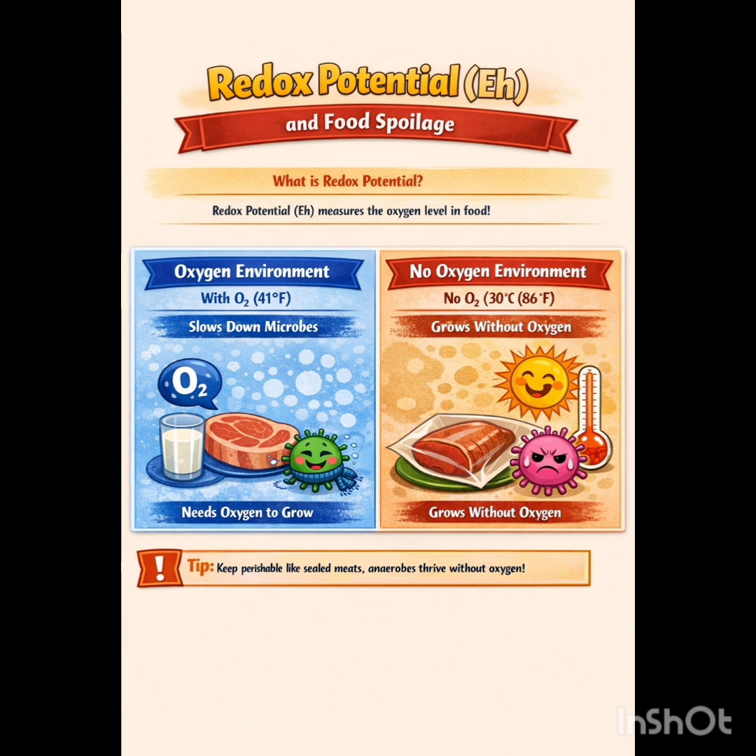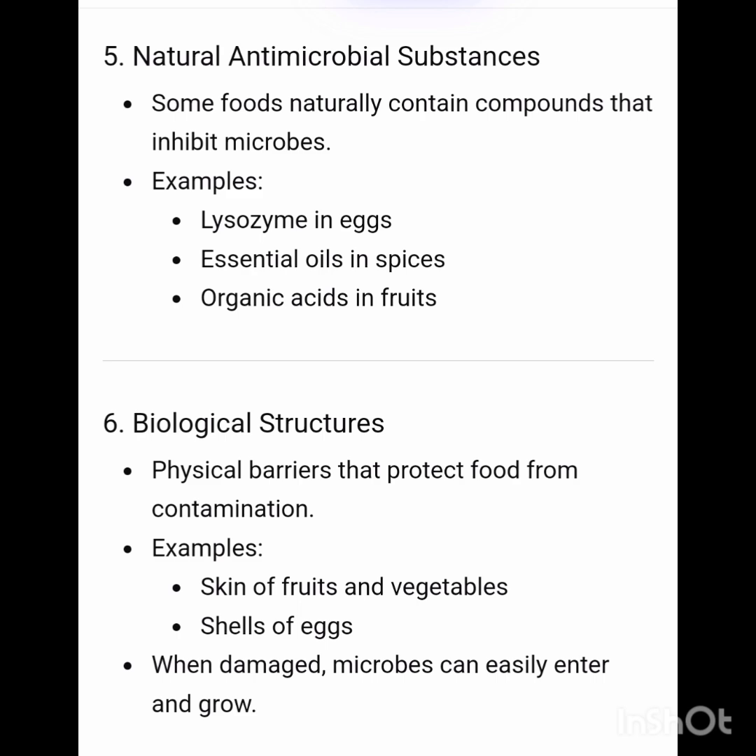Some foods naturally contain antimicrobial substances which help protect them. For example, eggs contain lysozyme, and many spices have natural compounds that slow down or stop microbial growth. This acts like the food's own defense system.